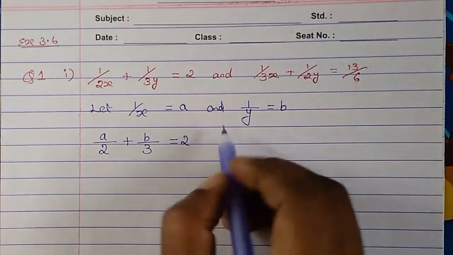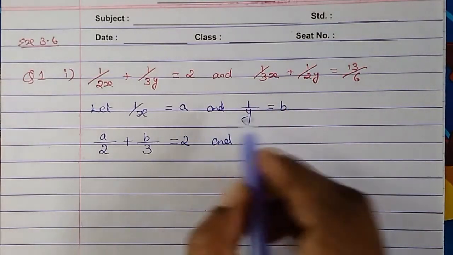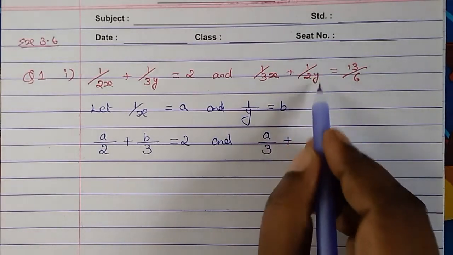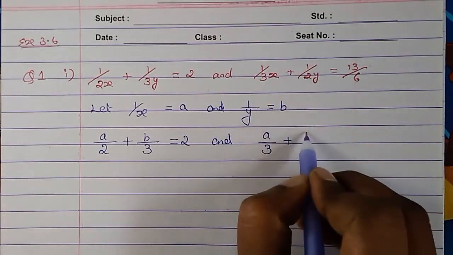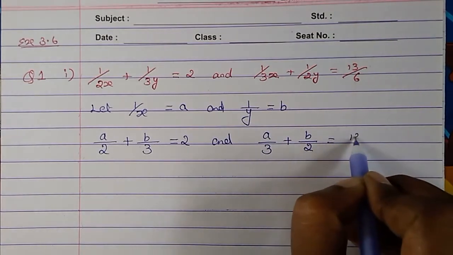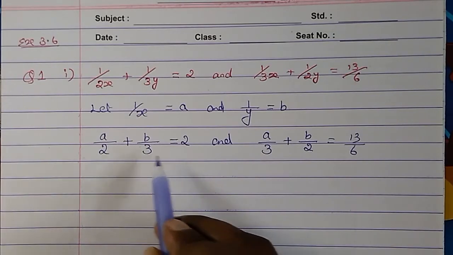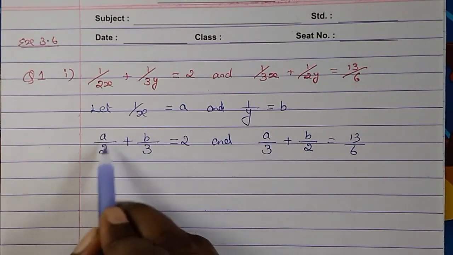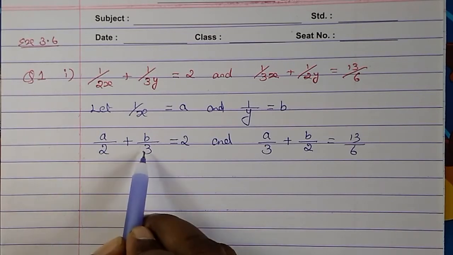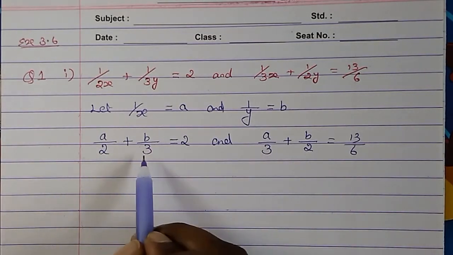In the same way this also we can do. In the same way 1 upon x we will keep as a. So it will become a upon 3 plus 1 upon y we keep as b, so it will become b upon 2, which is equal to 13 upon 6. So now what will we do? Now we will take the LCM here, because the denominators here are 2 and 3. So we will take the LCM.